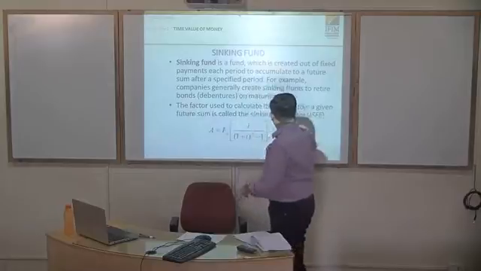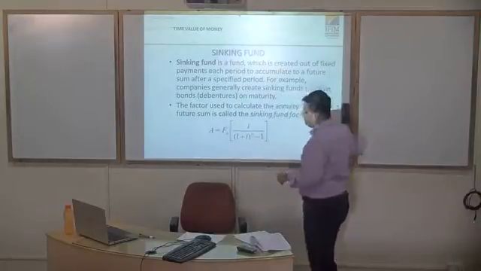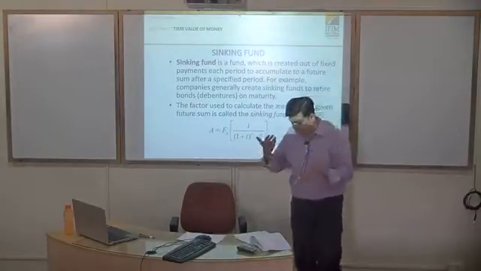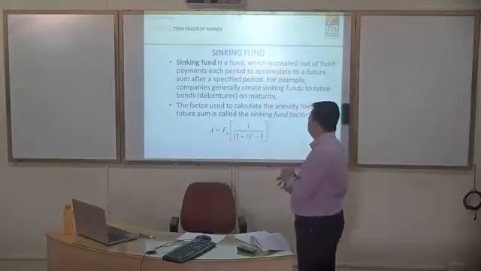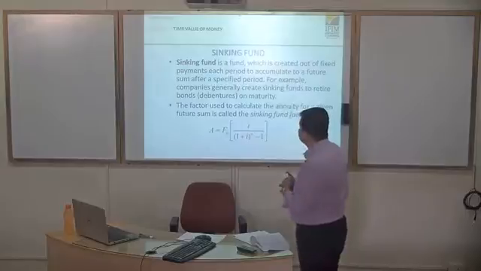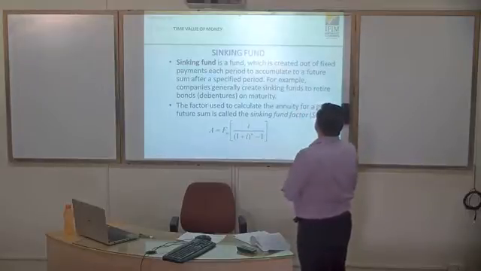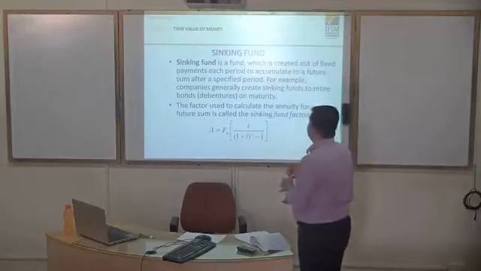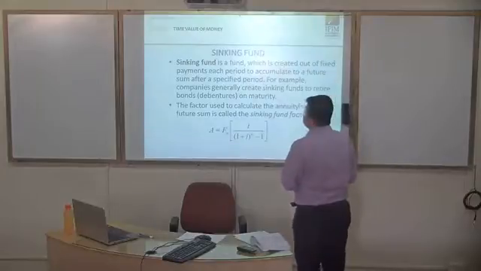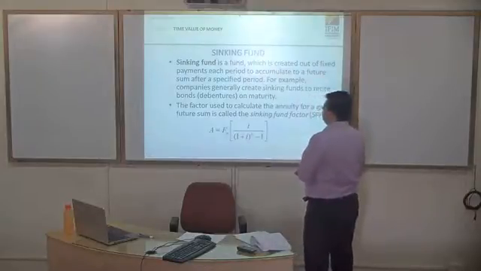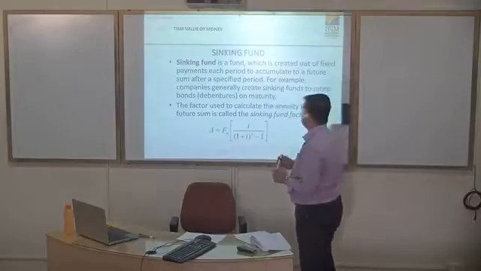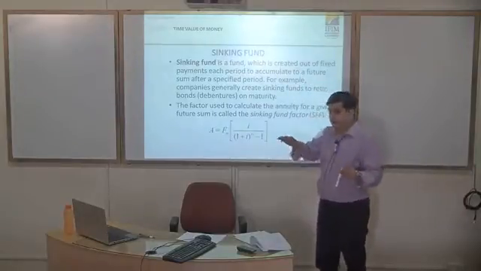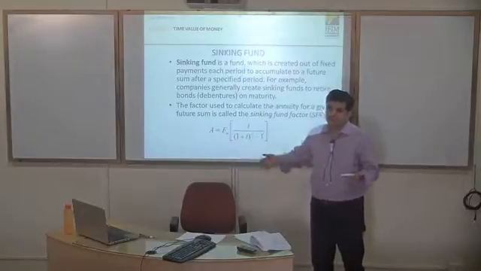Now moving on, sinking fund. So what is a sinking fund? If you are an accounting graduate, you would know why we use a sinking fund in terms of depreciation. We would have studied that example. One of the methods of depreciation is sinking fund. A sinking fund is a fund which is created out of fixed payments each period to accumulate a future sum after a specified period. For example, companies generally create sinking funds to retire bonds on maturity. Another application is depreciation that I just mentioned.